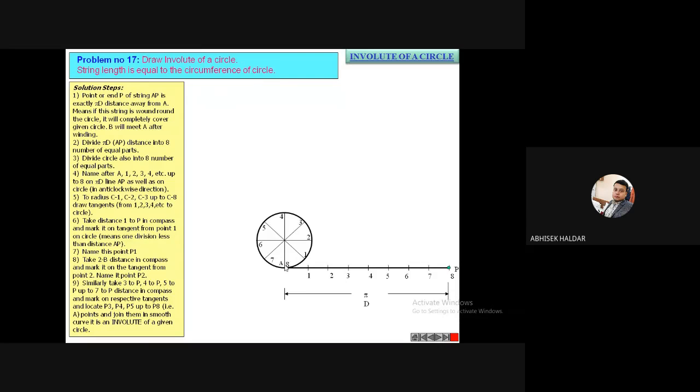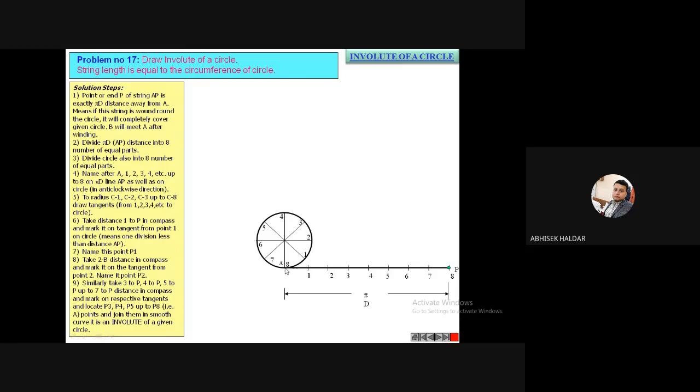Up to this, I'm just drawing a circle and a horizontal line whose length is pi d, because the string length is pi d here. Sir, if we use the set square method, do we have to erase the lines? No, no, you have to keep that. But if we keep the lines, the whole picture becomes messy. No, no, keep it.